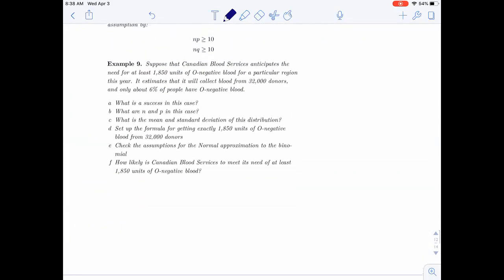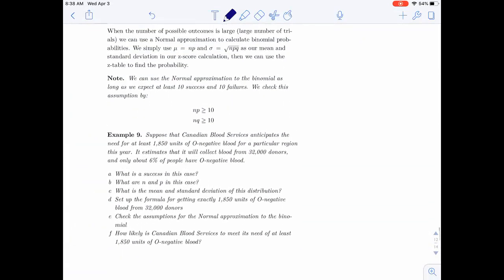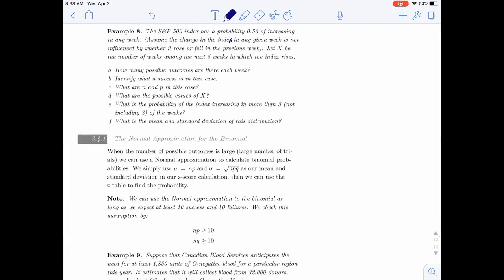Any questions so far? Part E. What's the probability of the index increasing in more than 3, not including 3, of the weeks?